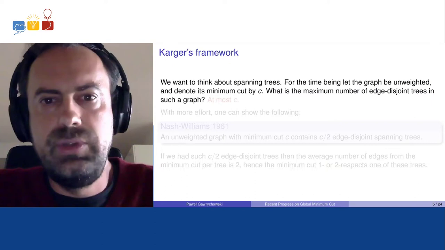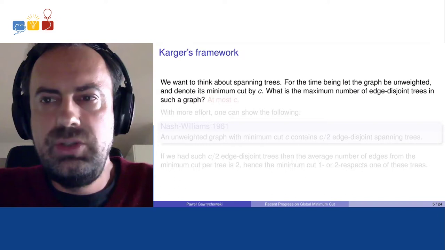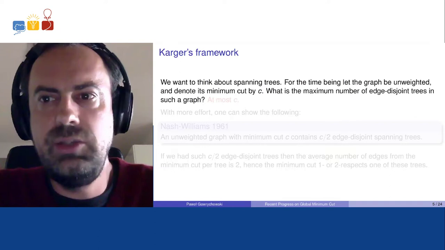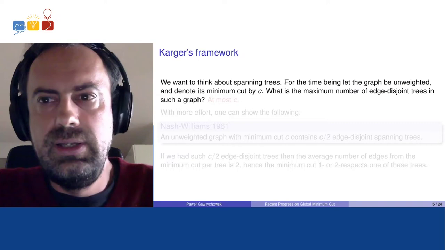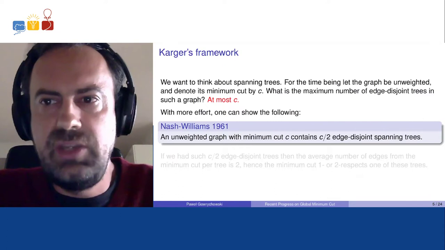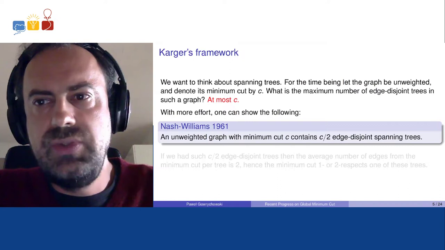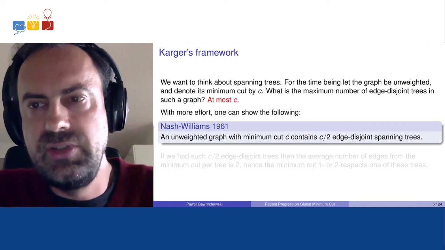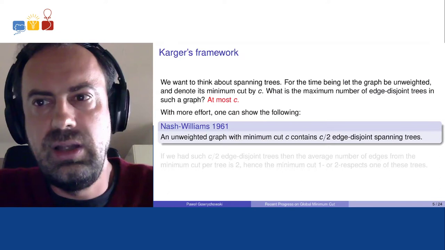So how many edge disjoint spanning trees can you have in your graph? So you want to choose a collection of spanning trees of G, but each edge can be used at most once. So how many trees can you find? When you think about it for a few seconds, the answer is at most C. And this is because you have a minimum cut. So you have this partition of the graph into two parts, S and the complement of S. And each spanning tree spans everything. So it needs to cross from S to the complement of S. So each spanning tree needs to eat at least one of the C edges in the minimum cut, and you have only C edges. So this can be repeated at most C times, okay?